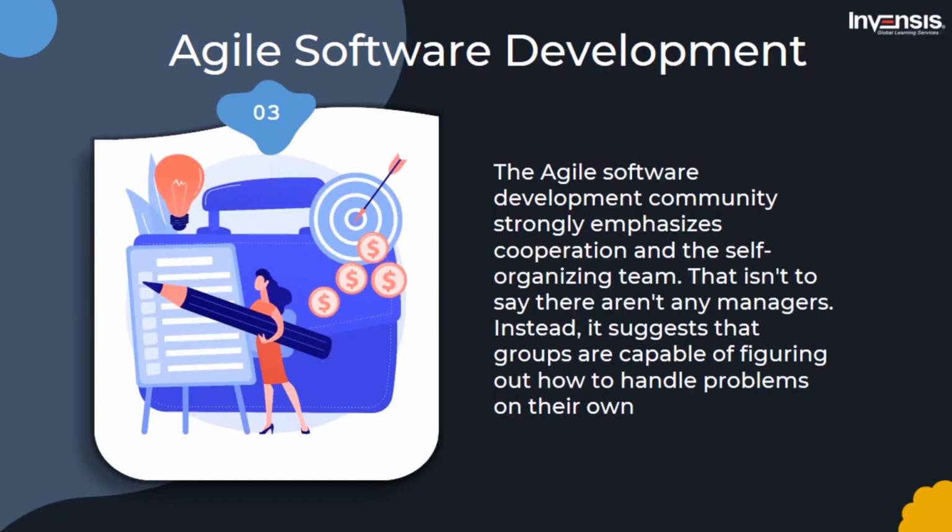Instead, it suggests that groups are capable of figuring out how to handle problems on their own. Those teams are cross-functional, in other words. Those teams don't need to have specific jobs; instead, they should make sure they have all of the necessary skill sets when they get together.